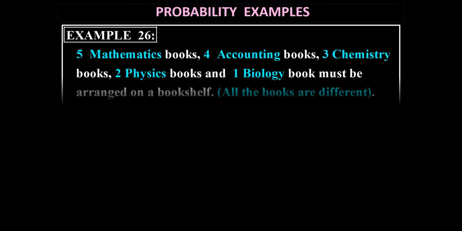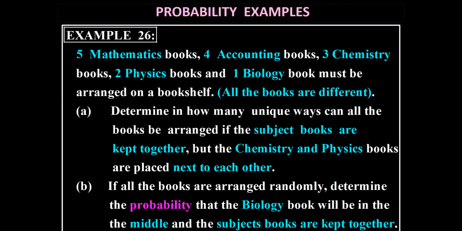Now this is our last question. It's reminding us that we're back at school. We have 5 mathematics books and 4 accounting books and 3 chemistry books and 2 physics books and 1 biology book. Must be arranged. You can see I have this in different colors. This is also to remind you, highlight the information so it stands out. 5 maths, 4 accounting, 3 chemistry, 2 physics and 1 biology, and they're all different. That's important.